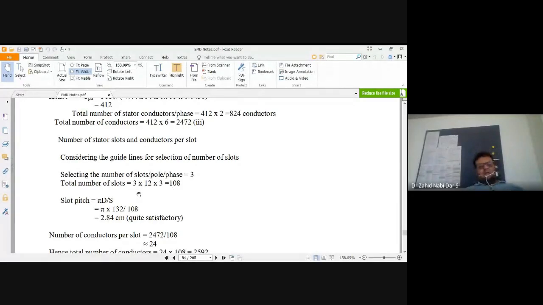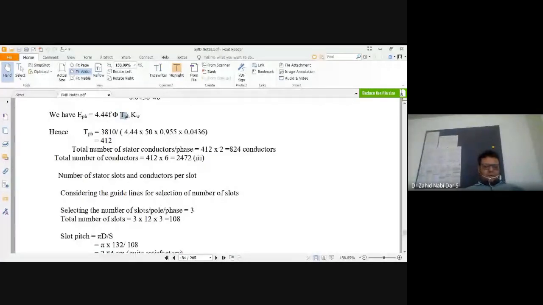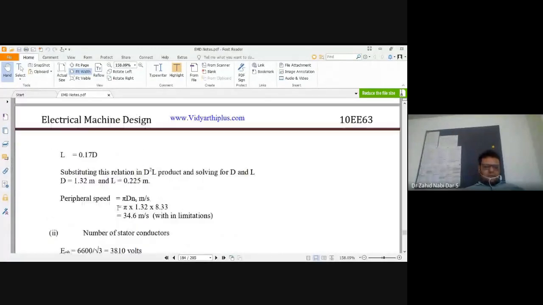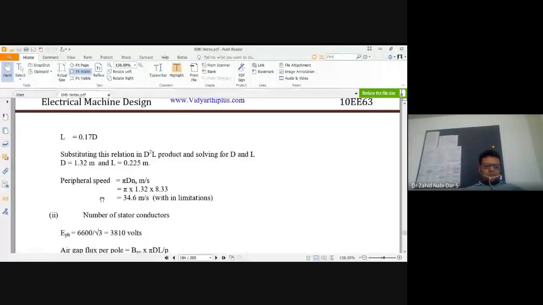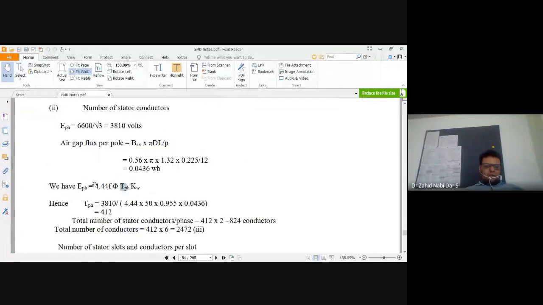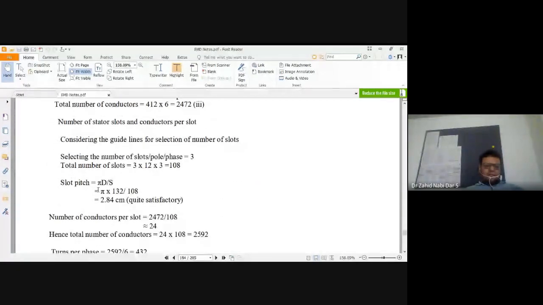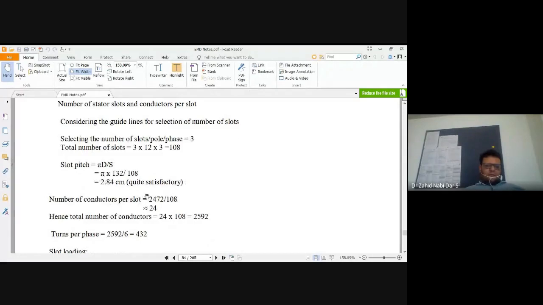So what we have to do is pi into D, the value you have calculated. D value is 1.32 meter. He is taking this in centimeters, so if you multiply by 100, it becomes 132. So in centimeters, it is pi into 132 divided by 108. So this is 2.84 centimeter. Okay, no problem.